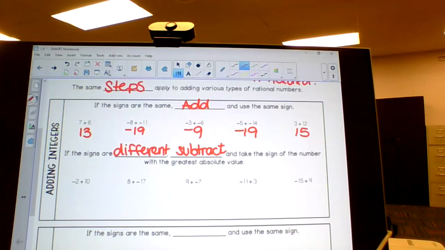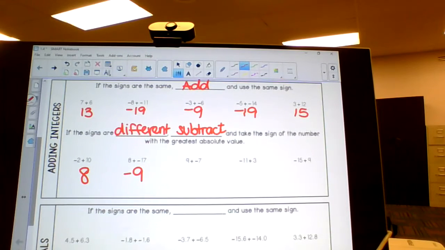Alright, so that next little section there, -2 plus 10. 8, because they're different signs. So I subtract, so 10 minus 2 is 8. 10 is bigger, so it's positive 10, positive 8. Ooh, what about 8 plus -17? -9. Those are different signs, so I subtract. So 17 minus 8 is 9. 17 is bigger, it's negative, so that's why it's -9. What about 9 plus -7? 2. It's also different signs, subtract. So 9 minus 7 is 2. 9's bigger, it's positive, so positive 2.